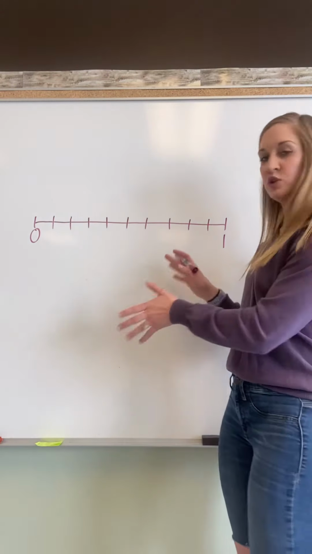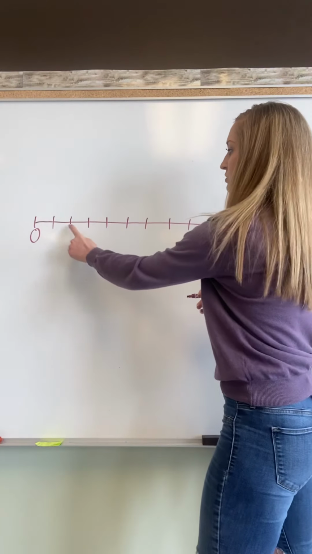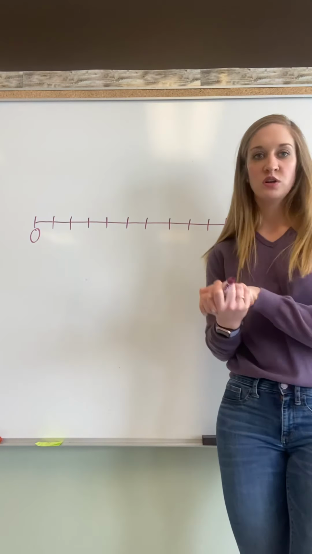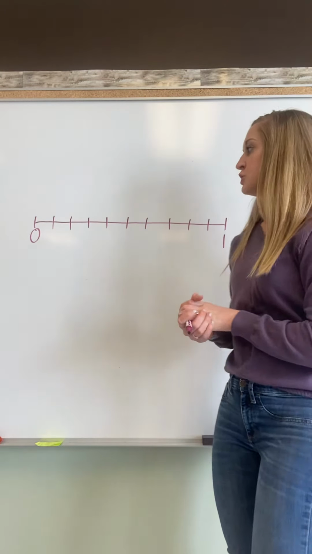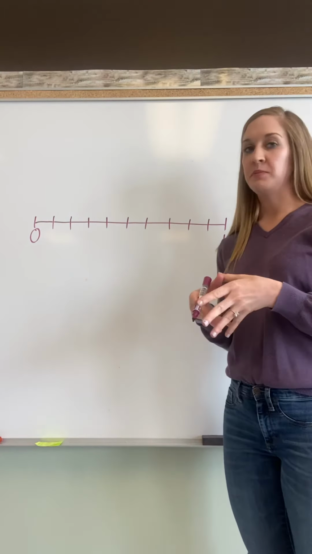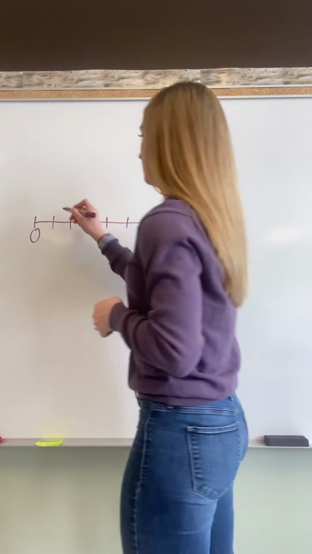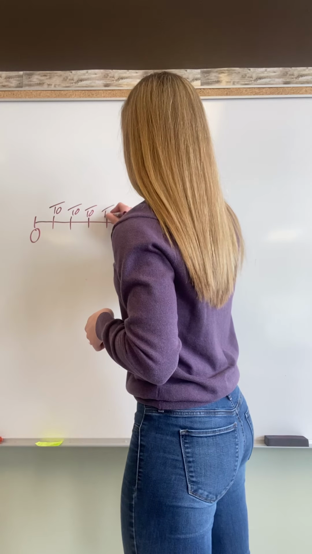Okay, so looking at this number line now, you can see that it's divided up into 10 sections. 1, 2, 3, 4, 5, 6, 7, 8, 9, 10. So we're going to create fractions and then percents as well that relate to this. So my denominator has to be 10 because there are 10 sections or 10 pieces. So these are all going to be out of 10.